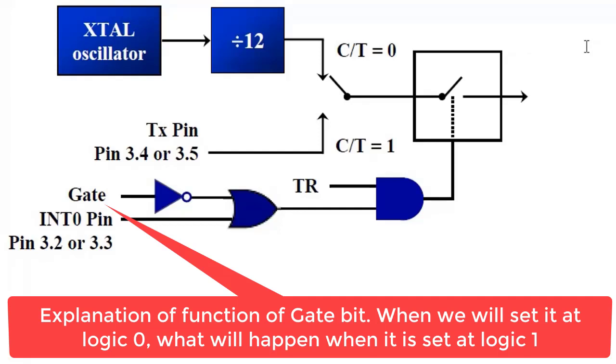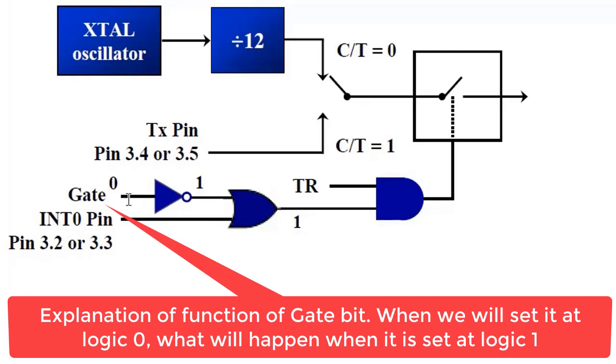So see how that operation happened. This pin here, this gate pin, is kept as 0. When this is 0, this is a NOT gate, so here it will be 1. This is the OR gate, so irrespective of the status of this second terminal, the output is always logic 1.